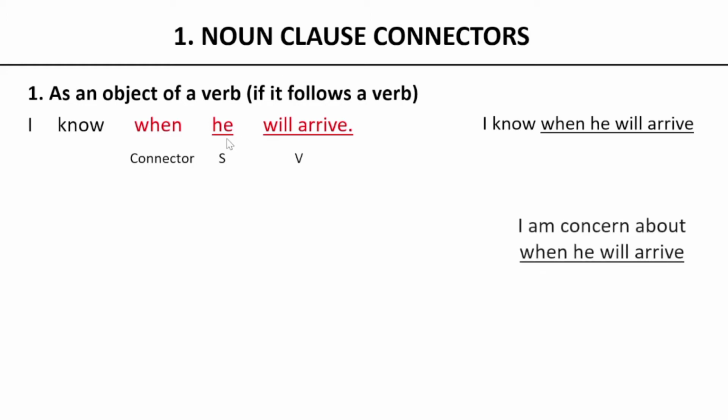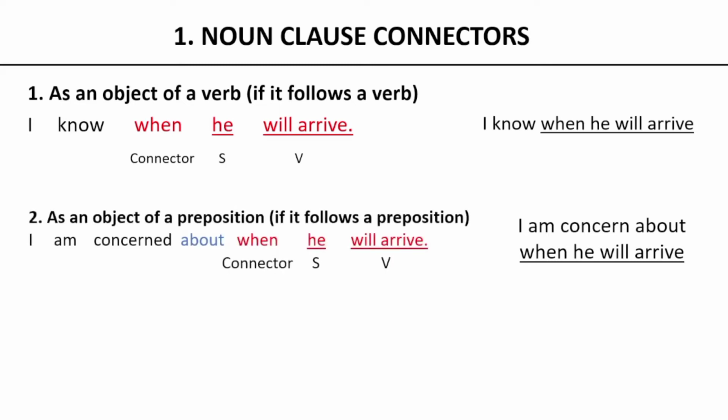Okay, the second function, this is the example sentence. I'm concerned about when he will arrive. Here the function is as an object of a preposition, because it follows a preposition. I'm concerned about when he will arrive. So here we can see in the red color the noun clause, and before that we have a preposition, about. So that's why it is called an object of a preposition, because it follows a preposition. Okay, the same, we also have a subject and a verb in the noun clause, and don't forget the connector.